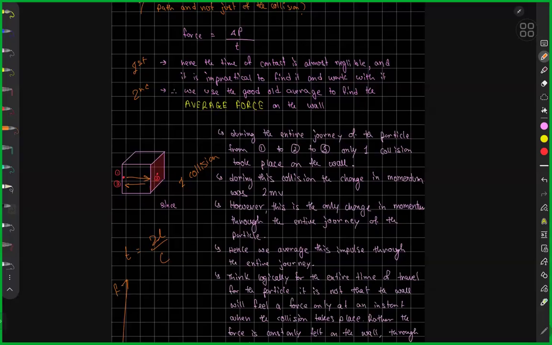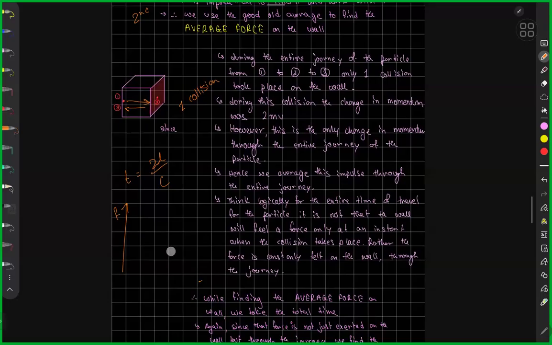So in reality, the force is averaged out. Sir, if it takes 2 seconds to go from 1 to 2, will it also take 2 seconds to go from 2 to 3? Yes. In this model assumption, yes, because we don't have any other particle in this example.